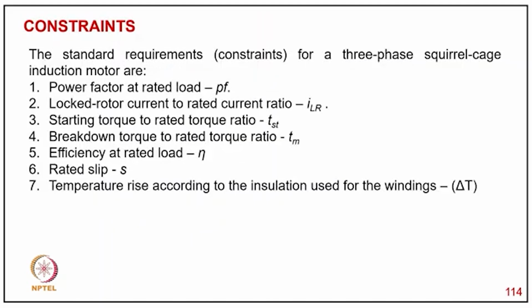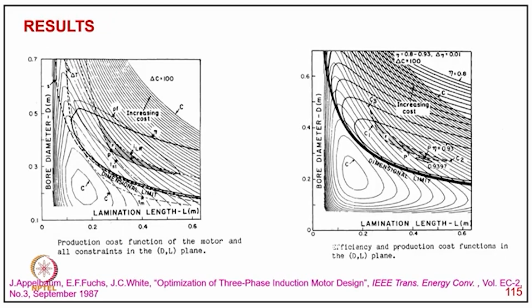Now, the standard requirements or constraints for a 3-phase squirrel cage induction motor, which people have considered, are important, like power factor at rated load, locked rotor current or starting current to rated current ratio, starting torque to rated torque, breakdown torque to rated torque, efficiency at rated load, full load slip, and temperature rise according to insulation, normally for the winding. And these are typically how you can see the production cost function of the motor and all the constraints embodied. So you get a very small space with the constrained optimization to get the final design as you look into the parameters, and similarly for efficiency. So here it is a production.